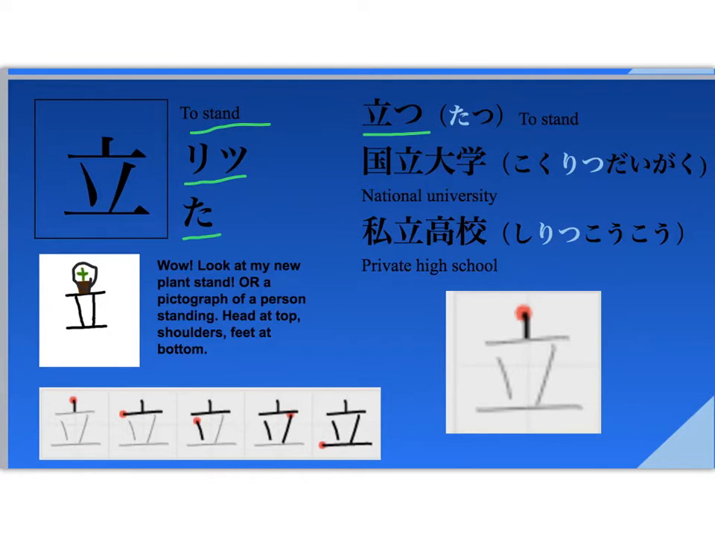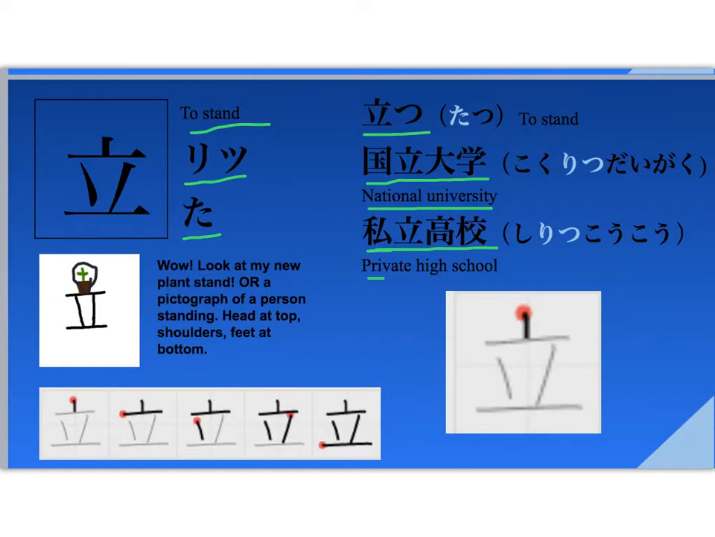So some example of when it would be ritsu would be kokuritsu daigaku, which means a national or a public university. And then you have this one, which is very interesting, where the word is being used as private. So, shiritsu koukou, which means a private high school.